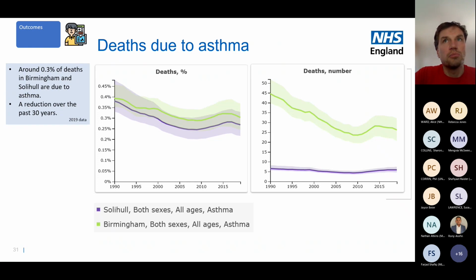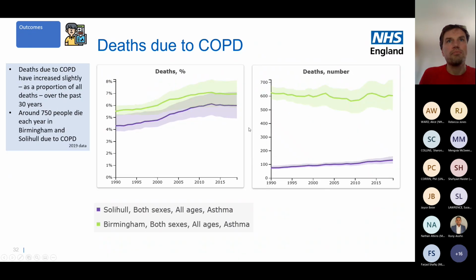This data is from the Global Burden of Disease tool, looking at asthma now, and again there's the problem of the population we're talking about. This tool splits it by local authorities, so looking at Solihull and then Birmingham. It's quite nice that it presents percentage deaths and then the absolute number of deaths. We can see that generally there's been a drop over time for asthma deaths, but that COPD deaths are increasing slightly in both Solihull and Birmingham.